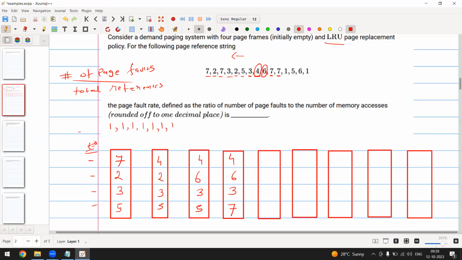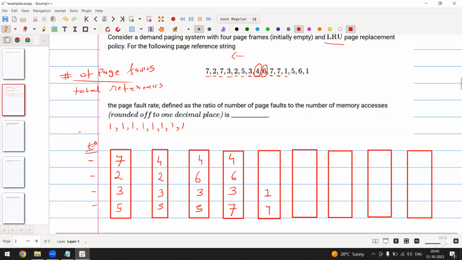Then again 7. So 7 is already there, so no need to do anything. Then 1. If you see, 1 is not present in the memory, so it is a page fault. I am counting a page fault. And I have to swap out from 4, 6, 3 and 7. So 7 was recently used, then 6 was used, then 4 was used. 3, if you see, is least recently used. So I will swap out 3 and instead of 3, I'll bring 1.